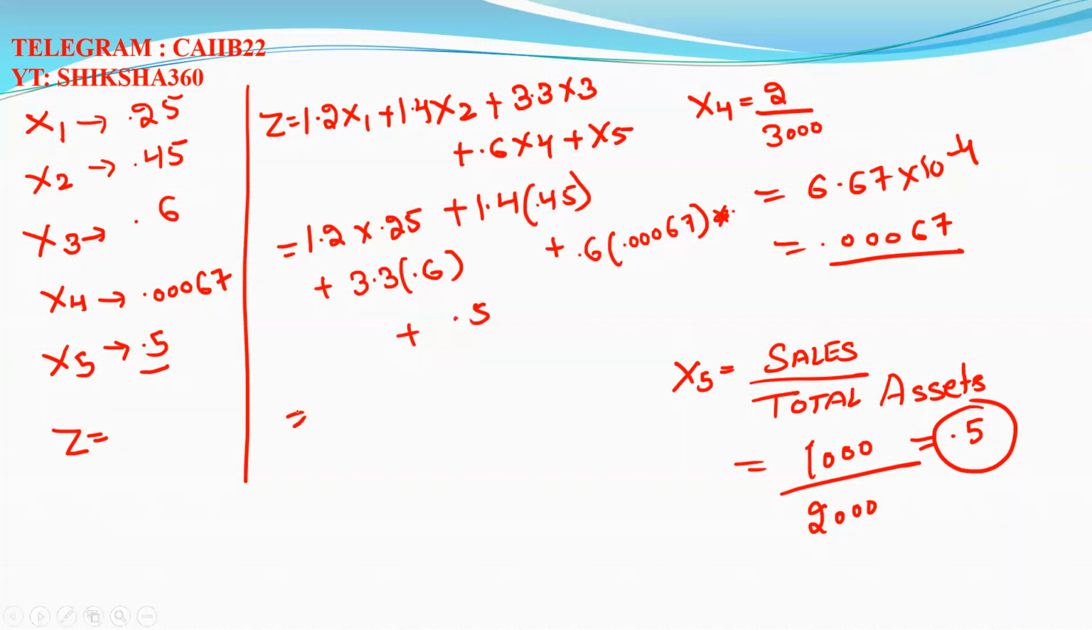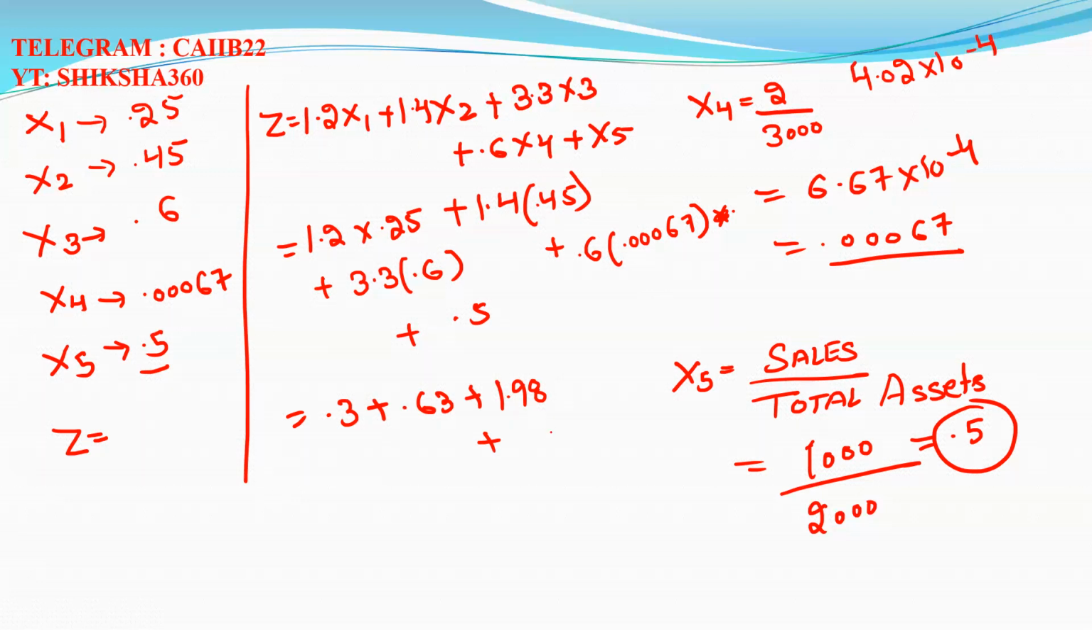So 1.2 into 0.25 comes out to basically 0.3, plus 1.4 into 0.45 comes out to basically 0.63. 3.3 into 0.6 comes out to basically 1.98, plus 0.00067 into 0.6 comes out to basically 4.02 into 10 raised to power minus 4. Clear?